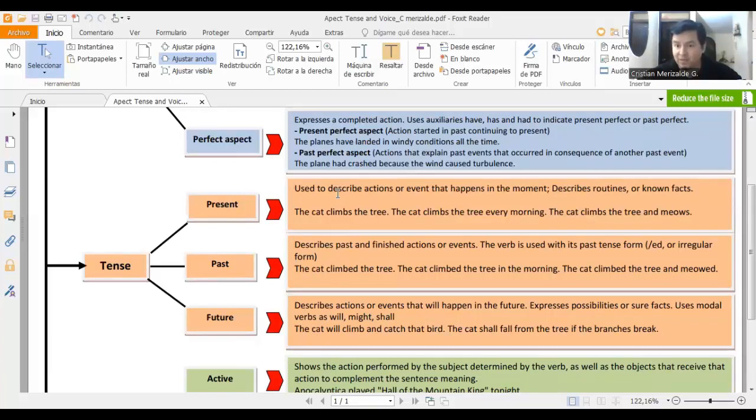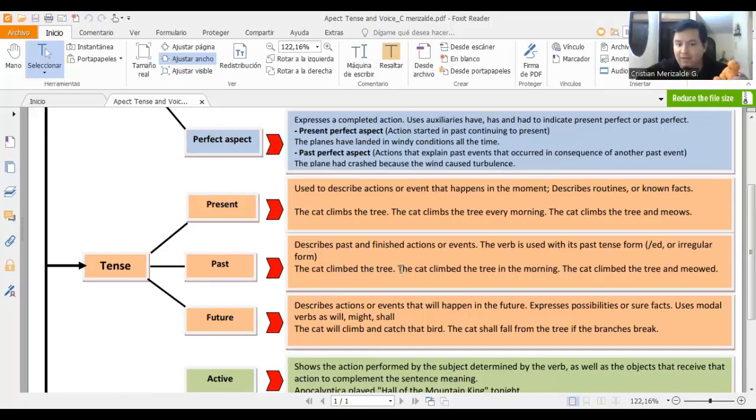It is very important to consider that the past tense is only for describing things that happened and finished in the past. The verb is used with the past tense form. It could be -ed in regular verbs or an irregular form in irregular verbs, okay? Now let's check some new examples with our cat. The cat climbed the tree. So we have here climb with -ed at the end of the verb. So the cat climbed the tree.